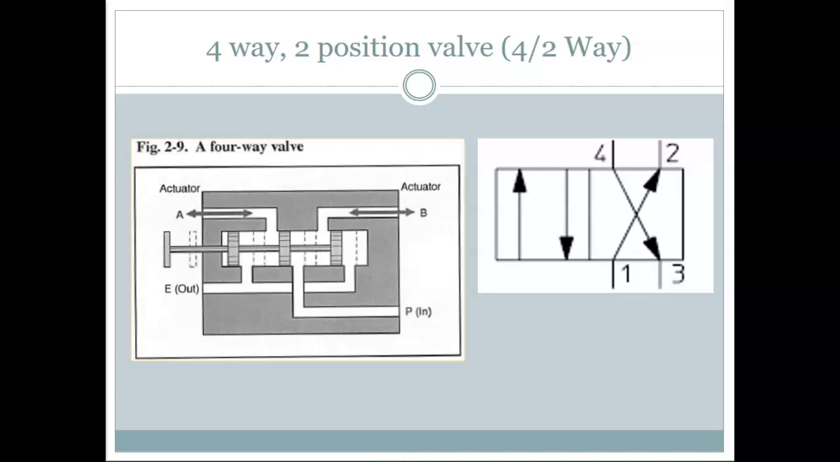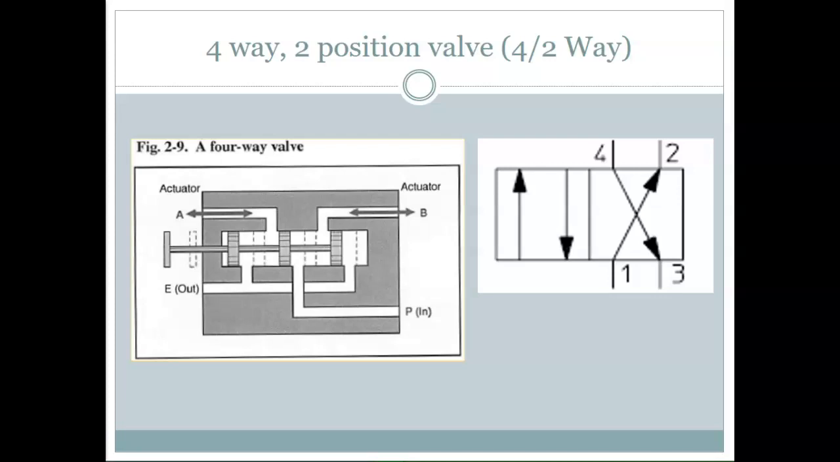4 and 2 will always be your outputs. And typically 3 and 5 are exhaust ports, meaning that they're either going to go to tank if it's hydraulic, or if it's pneumatic, you're going to have a silencer somewhere and it's going to be venting air like crazy. Those are the normal functions of your ports.